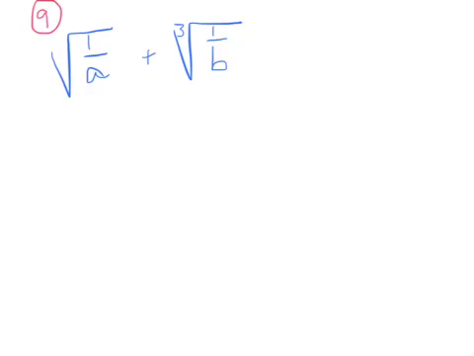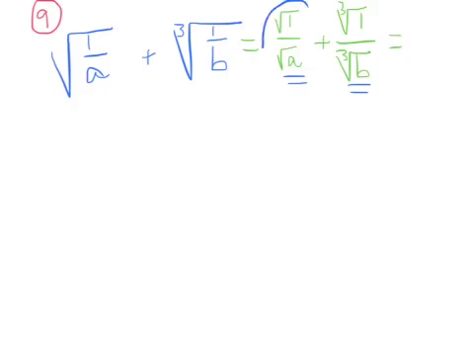rationalizing denominators. So I've got radical 1 over a and the cube root of 1 over b. So what I'm going to do here, I'm going to break each one of these into numerator and denominator. So I'm going to have radical 1 over radical a plus the cube root of 1 over the cube root of b. And what I need to do in order to rationalize these denominators is I need to get these radicals out of the denominator.